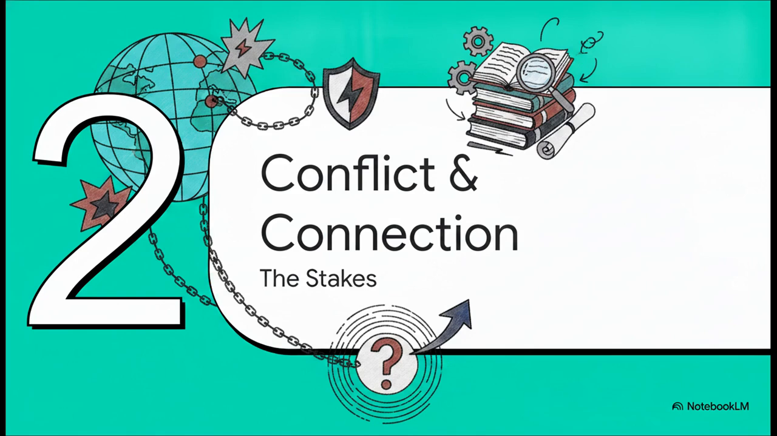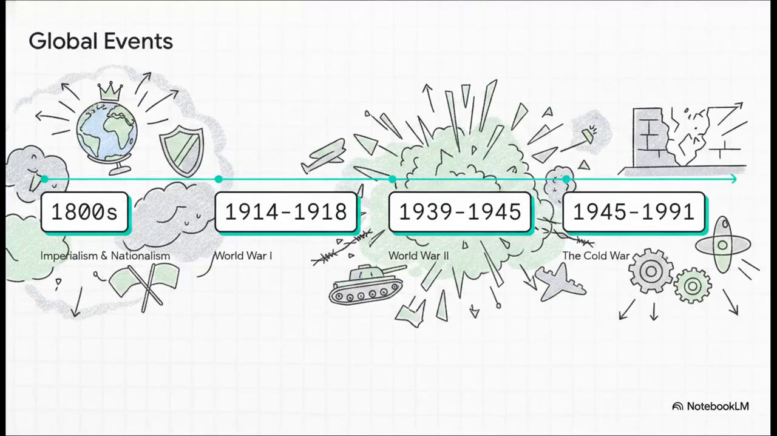Section 2. Conflict and Global Connection. The Stakes. Let's look at this high-speed sweep of the major global events you'll be investigating. We kick things off in the late 1800s with the rise of imperialism and nationalism, ideologies that really pushed nations to expand and fiercely compete. That tension eventually explodes into World War I from 1914 to 1918, which is quickly followed by the devastating, unprecedented global scale of World War II from 1939 to 1945.